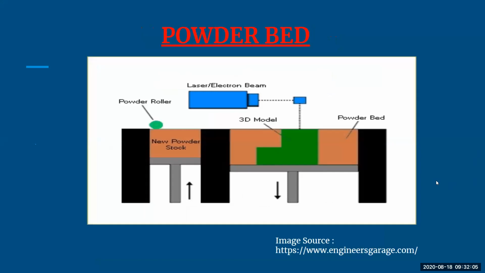Next is powder bed. Powder bed and laser sintering are one and the same, but the difference is that in your powder bed you can see something called a laser or electron beam, which has a printing head kind of structure from where the material comes out and your model gets ready. The best part is that with the laser or electron beam you can have colorful filaments along with the material, and you can come up with a colorful model. So whenever you want a colorful model, you can go with the powder bed option.